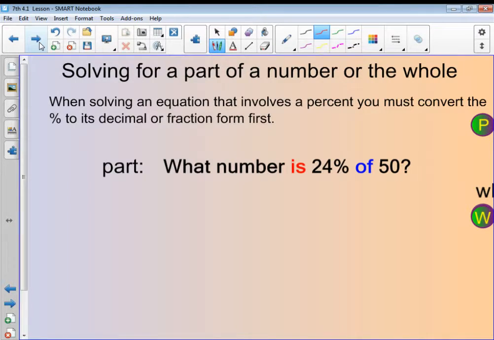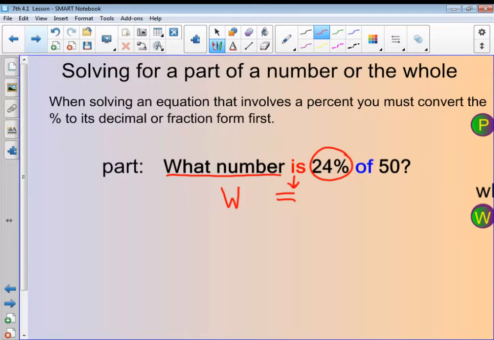So here I've got what number. Wherever I see the word what, whether it's what number, what percent, what fraction, when I see the word what, that's telling me that's the part that I don't know. The part that we don't know in math is the variable. So I'm going to put a letter, I'm just going to use W. In math, we said is means equals.